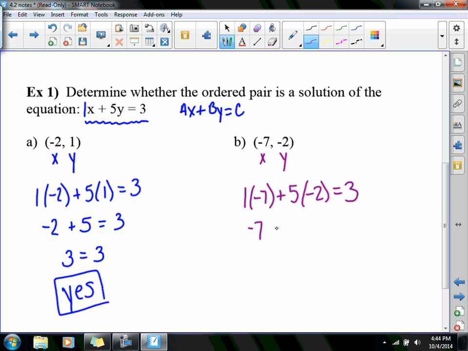So I have negative 7 minus 10 equals 3. And negative 7 minus 10 more is a negative 17, which does not equal 3. So no, that ordered pair is not a solution to that equation, which means, again, if I graphed that equation, this ordered pair would not be on it.